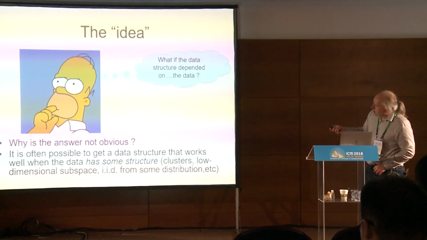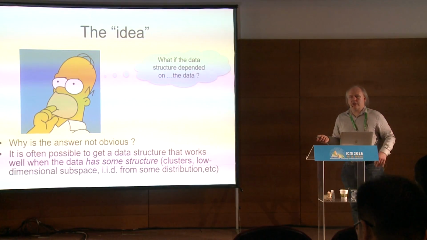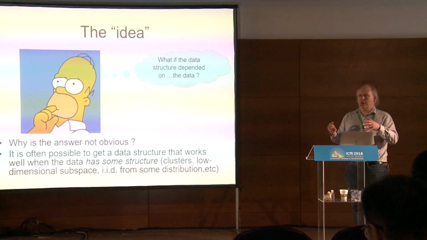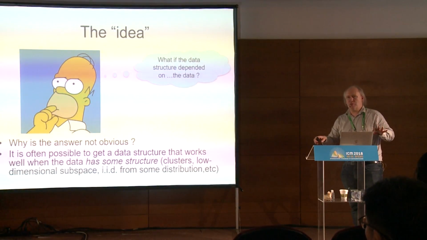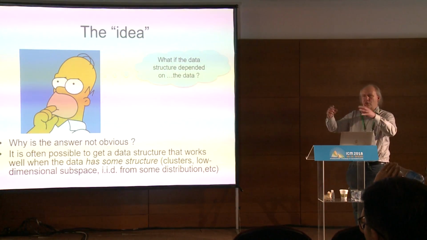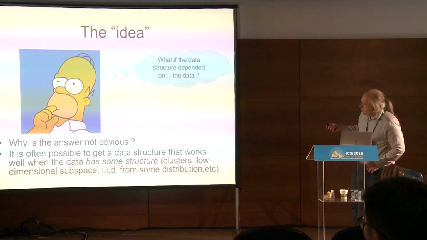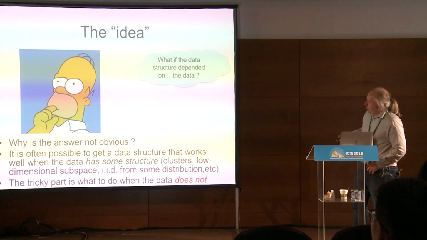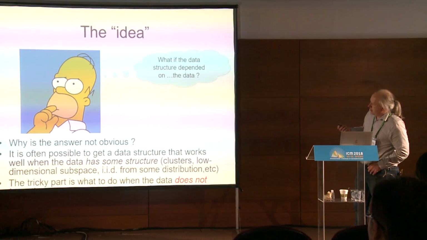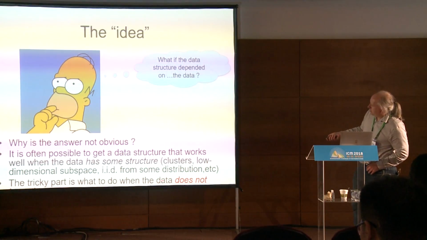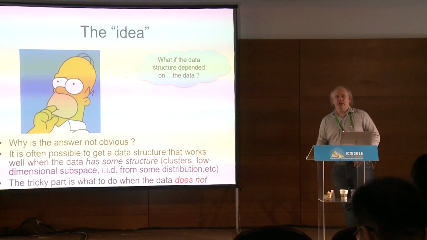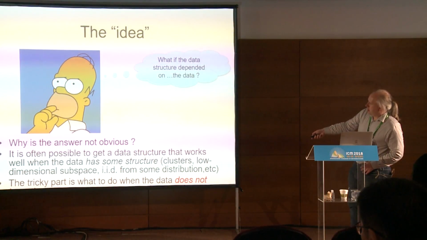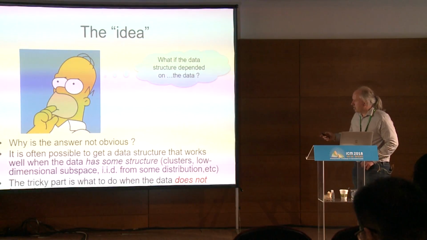Well, the reason is that it's often possible to get a data structure that works if your data has some particular structure. So you can tailor your data structures, for example, to the case where points lie in a low-dimensional space, or have some clusterability, or lie on a low-dimensional manifold, and so on. But in our case, we want a data structure which works in the worst case, for an arbitrary set of points. And this means that you also have to get some improvement where the data does not have any structure. You basically cannot just rely on taking care of some structure, you also have to take care of the complement. And because of that, this is a little bit tricky.